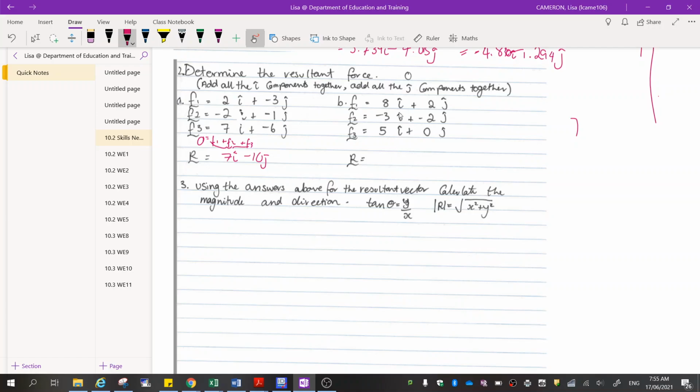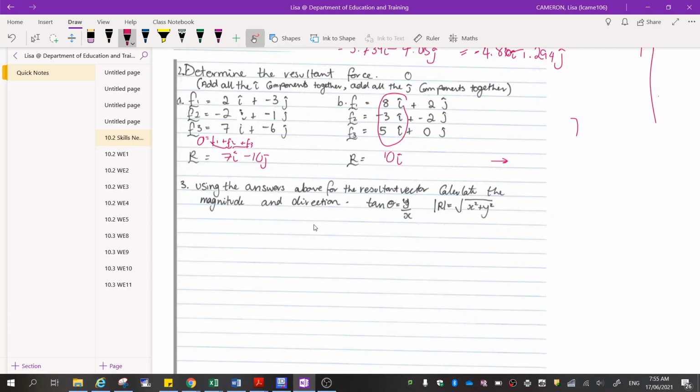Now we're going to do B, doing the same again. So these ones all go together. So 8 minus 3 makes 5, plus 5 makes 10I. And 2 minus 2 makes 0, plus 0 means there's no J component. This thing is horizontal, like that.